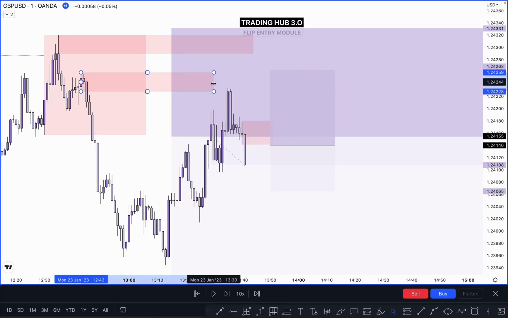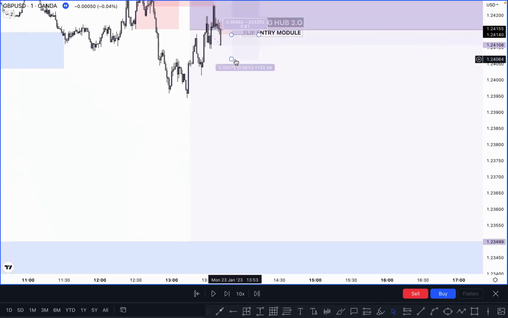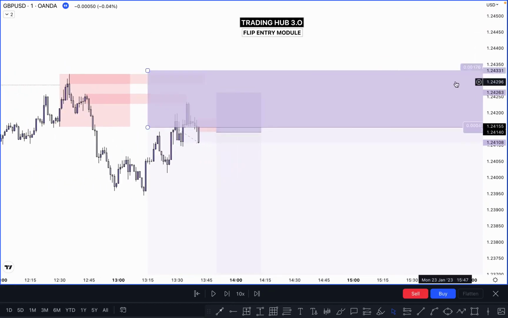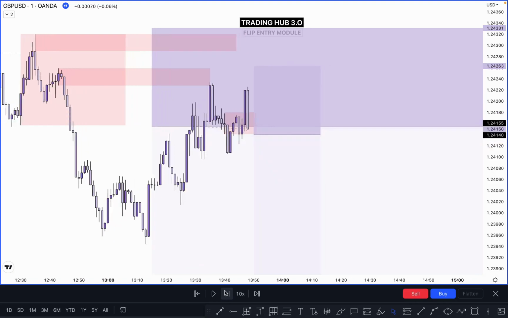Okay, because price already mitigated the 1 minute refined order block, which is here. And where is your target? Your target is the same, which is here, almost a 5 hour target. Okay, so this one is our next possible entry. So let's see what happened next after this one. Okay, all right, market continues to go higher.